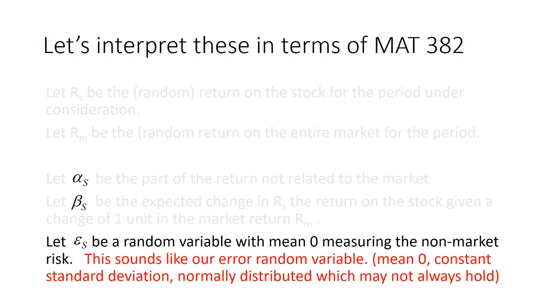Remember we said the risk was standard deviation. So this sounds like our error random variable with mean 0 and constant standard deviation. Now normally distributed, which is kind of assumed, but that may not match up with reality. But most of the time it does.